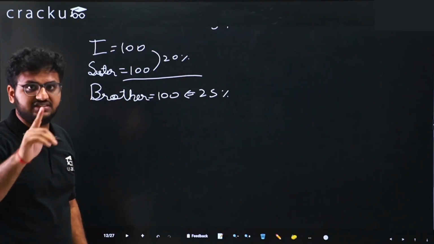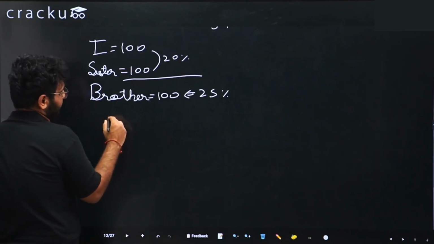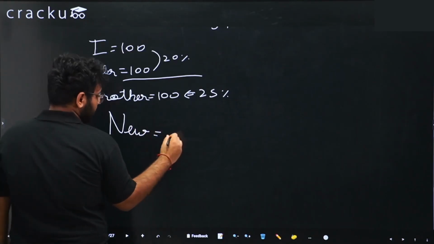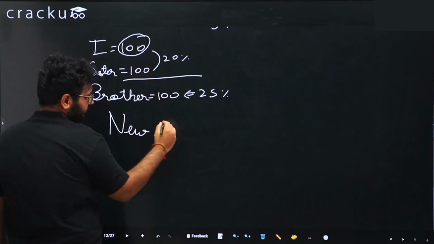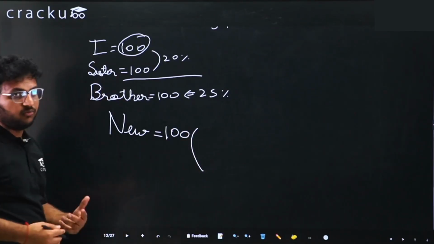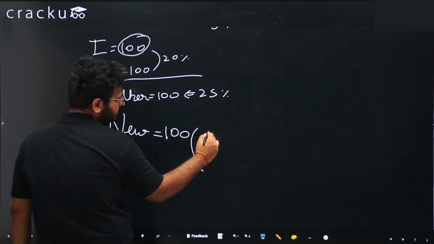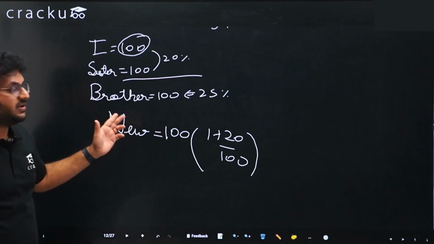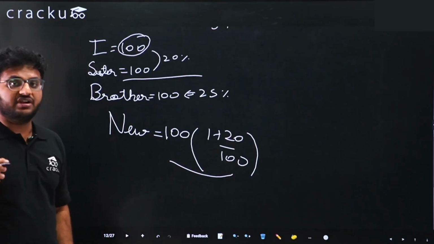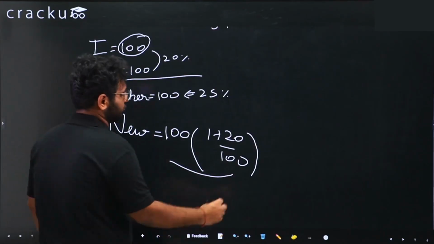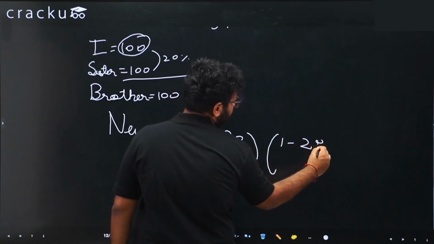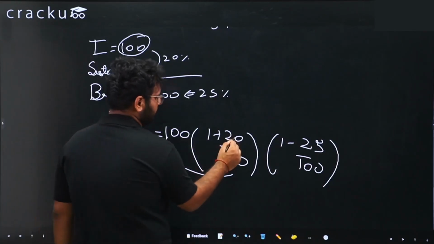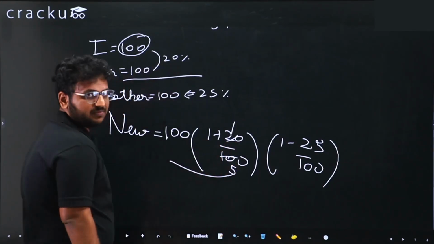So what we will do is, this is successive. So successive calculation will be: new chocolates will be originally which I had, what, 100. Now my sister gave me chocolate, so it is increased. So it would be 1 plus 20 by 100. And my brother took 25% of it, so it is decreased, so it would be minus. So 1 minus 25 by 100. So this will be equal to what? 25 is 100, so 1 5 is. So this would be 6 by 5.